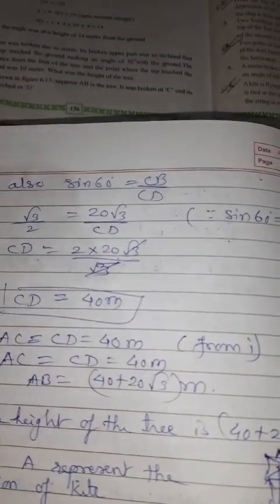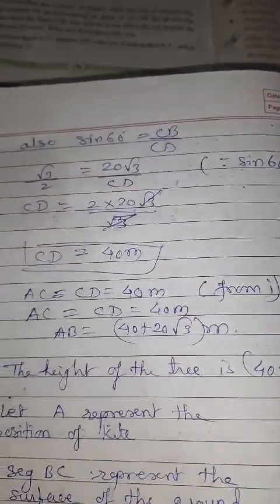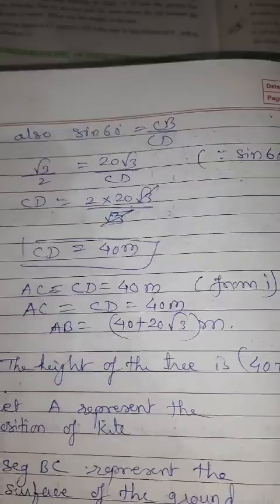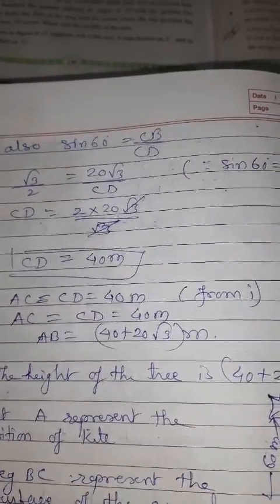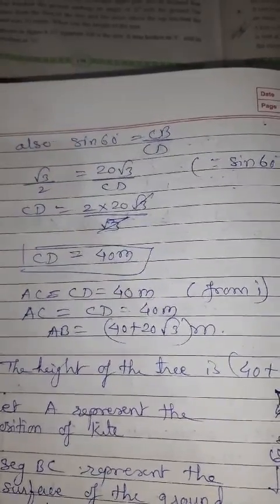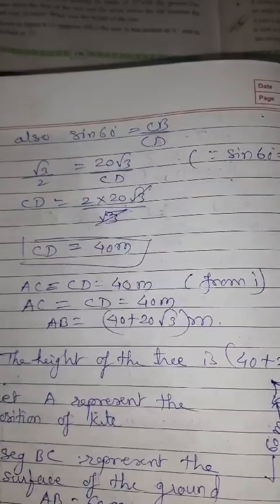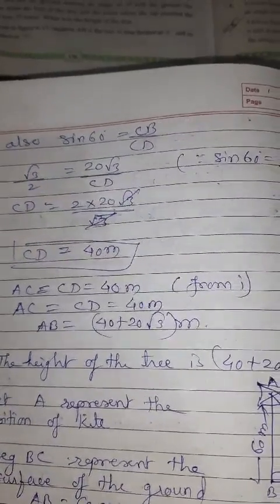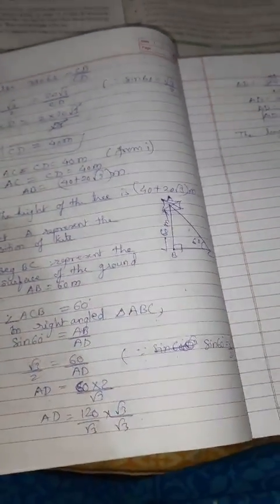Also sin 60 is equal to CB upon CD. Sin 60 is root 3 upon 2. So root 3 upon 2 is equal to 20 root 3 upon CD. CD is equal to 2 into 20 root 3 upon root 3, root 3 cancels. So we get CD equal to 40 meter. AC is equal to CD is equal to 40 meter. It means AB is equal to 40 plus 20 root 3 meters. So the height of the tree is 40 plus 20 root 3 meter.